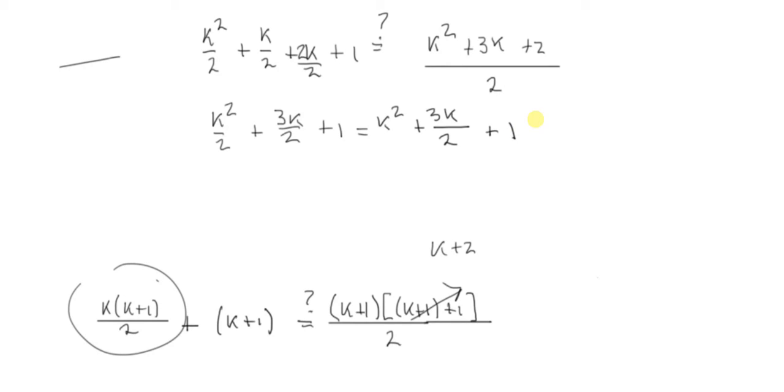And so that's how you do basic induction for a Gaussian sum, and then you can use it. I mean, if you set a series equal to something, you're able to use induction to either prove or disprove it.